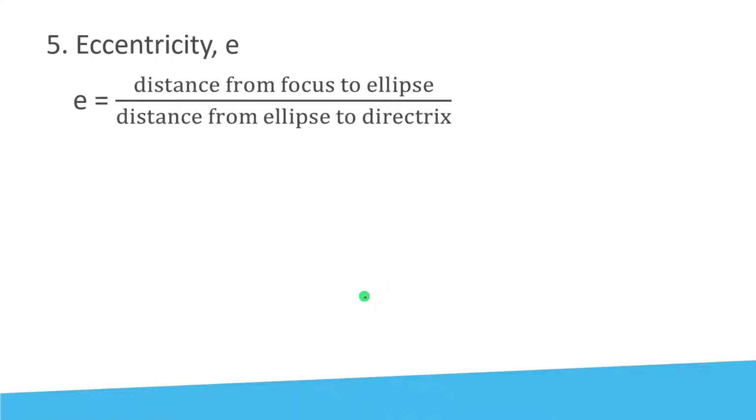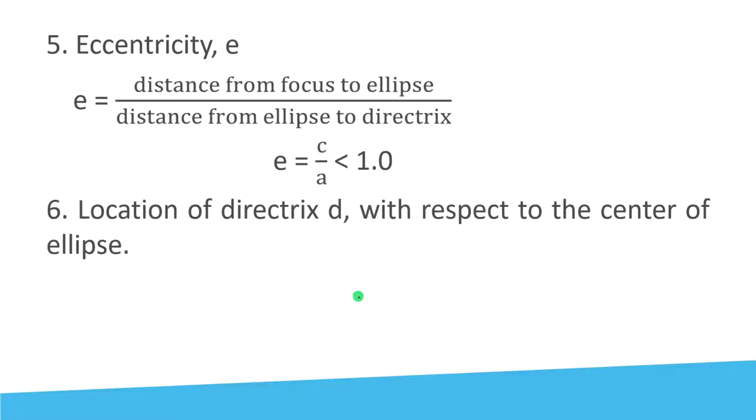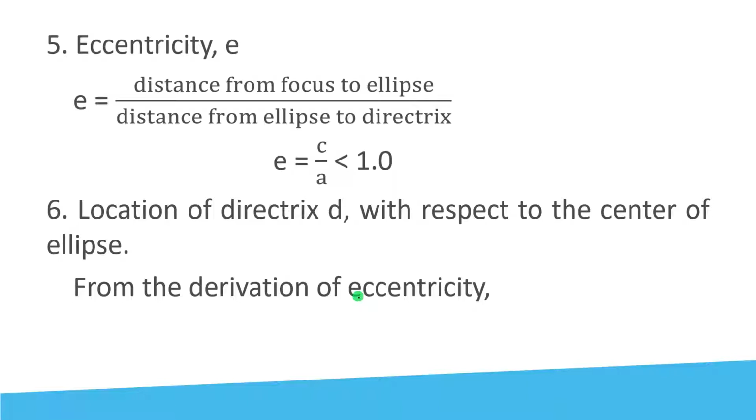Eccentricity is the ratio of the distance from the focus to the ellipse and the distance from the ellipse to the directrix. So the formula is c over a, which should be less than 1. This is the way of checking that your values are correct. Your eccentricity should be less than 1. For the location of the directrix d with respect to the center of the ellipse, d is equal to a over e. That's the formula, or you can use a squared over c.